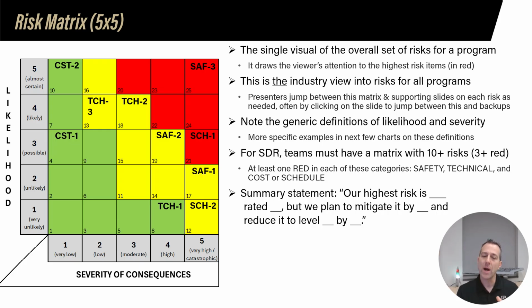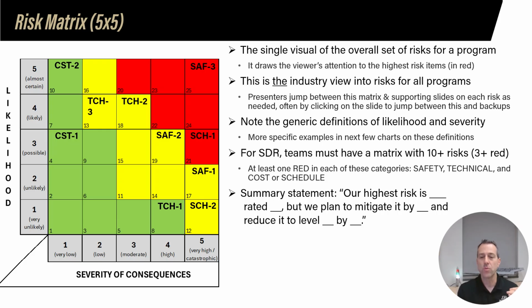What I'm requiring for every team's SDR is that you have a matrix with 10 or more risks on it, and I want to see at least 3 red risks. I don't have 3 here, but I want you to have at least 3 red risks up here. Force it if you need to. If you think deeply about all the risky things across all those 5 categories, it should not be hard to come up with a lot of red risks.